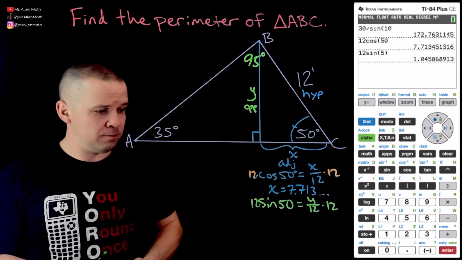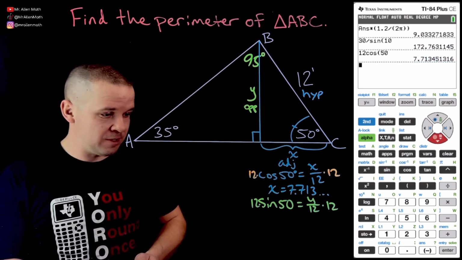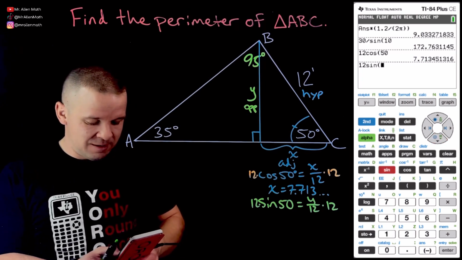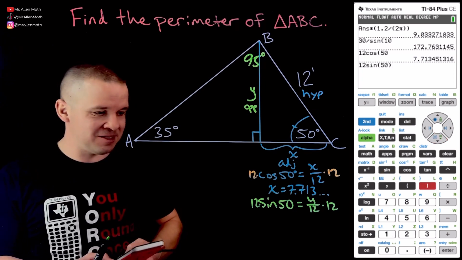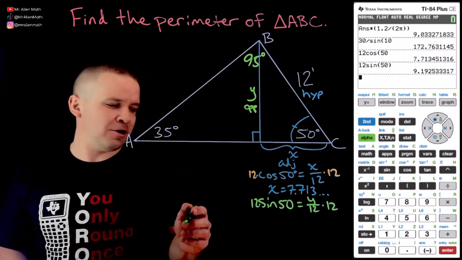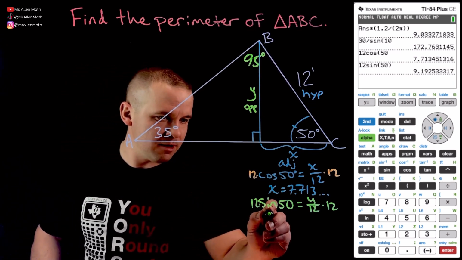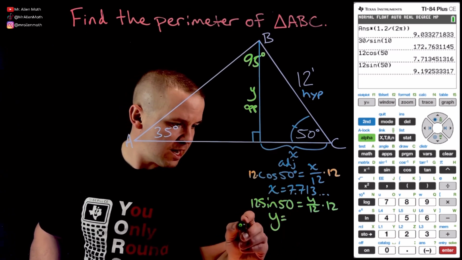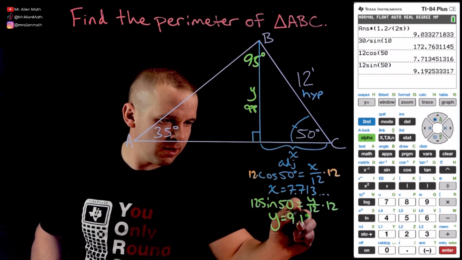I'll close my parenthesis. Almost missed one there. Let's do that again. 12 times sine of 50. There we go. Got the 0 this time. So we get 9.192. Okay. So y equals 9.192.